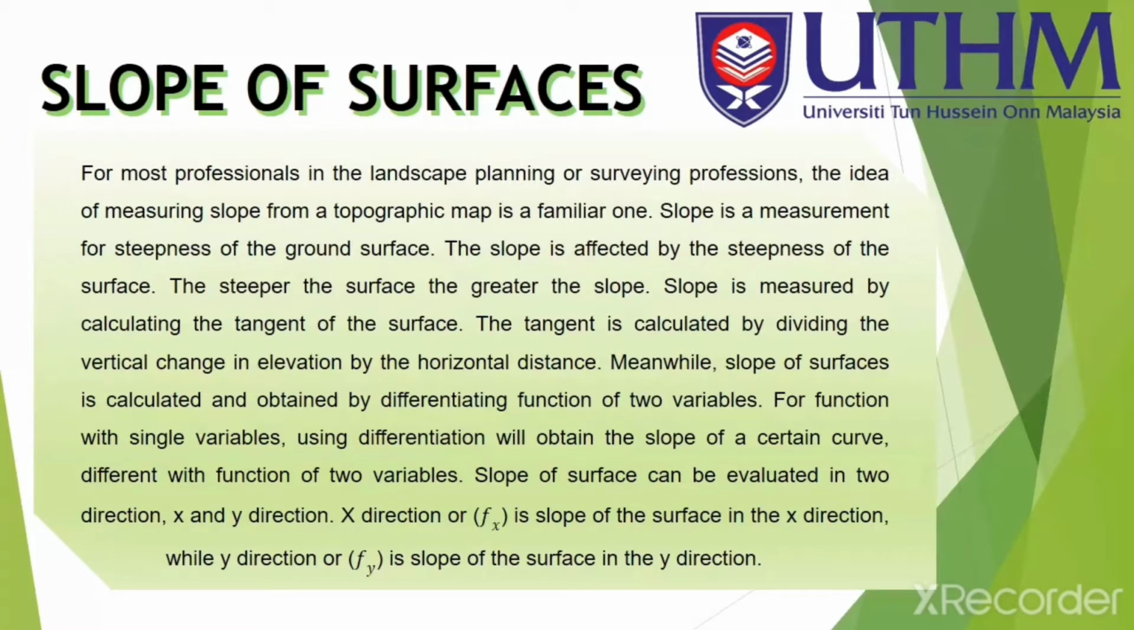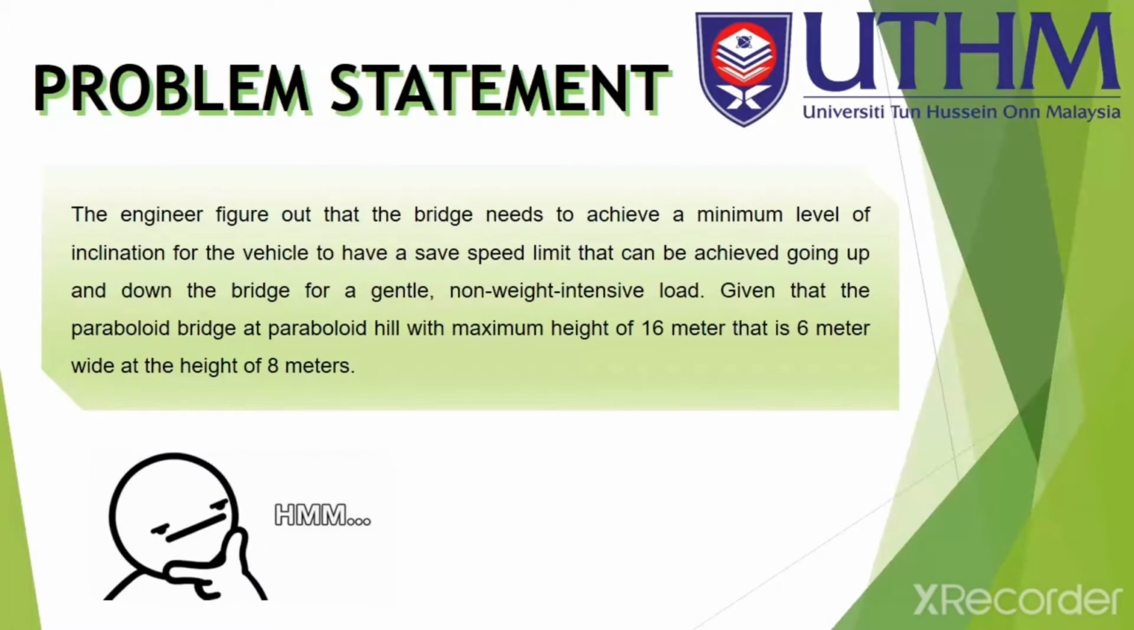Now, what is slope of surfaces? Slope of surfaces is calculated and obtained by differentiating function of two variables. For function with single variables, using differentiation will obtain the slope of a certain curve, different with function of two variables. Slope of surface can be evaluated in two directions, x, known as fx, and y direction, which is known as fy. Now, let's go into our problem statement.